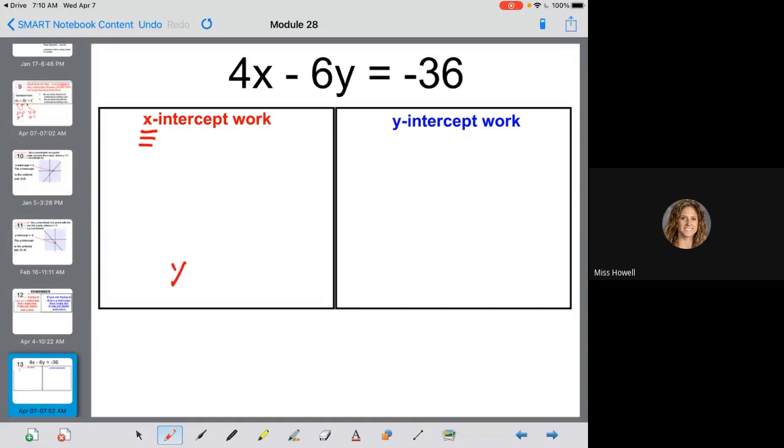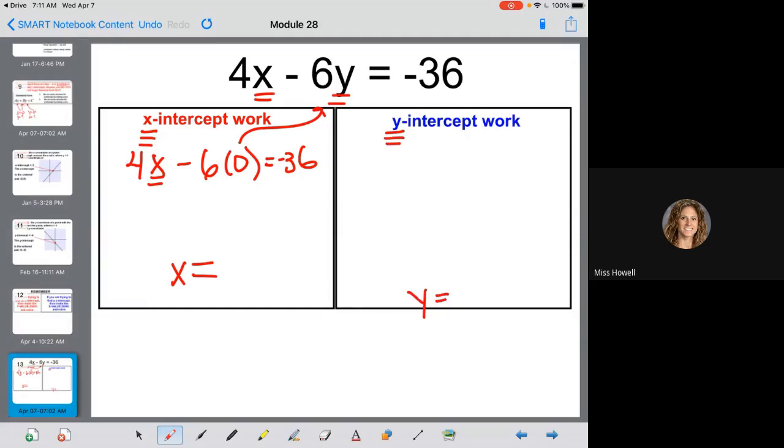So down here, I want an x equals, not a y equals, which means I'm not making this x 0, I'm making this y 0. So my problem would look like this: 4x, because I want to keep x since I want to know what that is, minus 6 times 0 equals negative 36. The 0 goes in here for y when we're solving for the x. When I'm trying to solve for the y-intercept, I ultimately want y equals, which means up here at the beginning, it's the x that I'm replacing with 0.